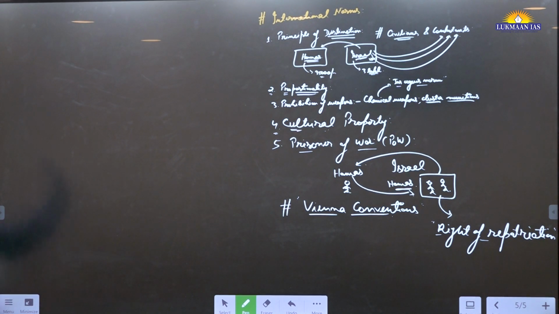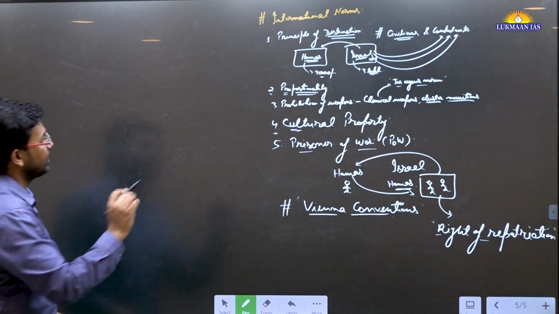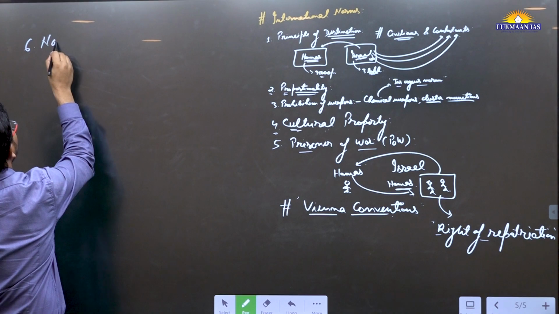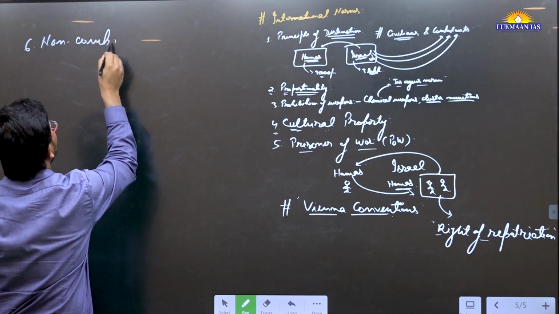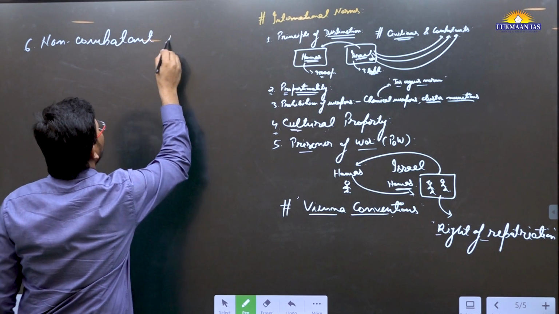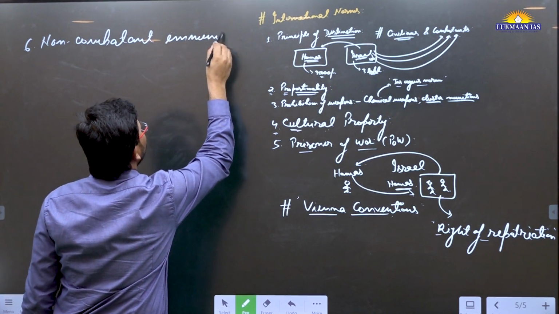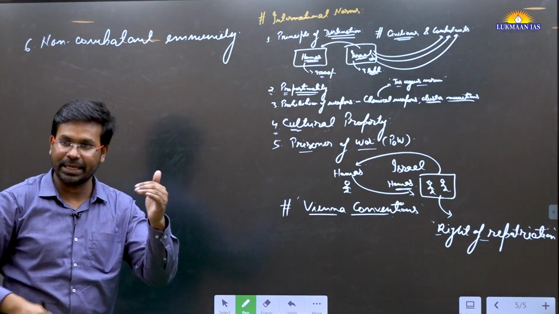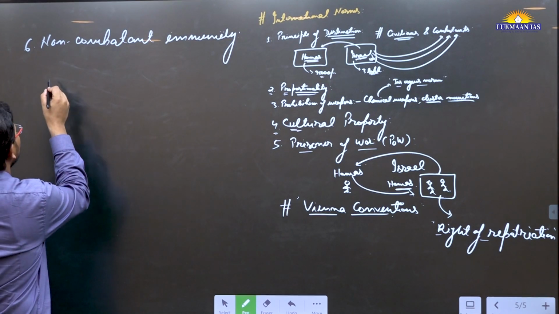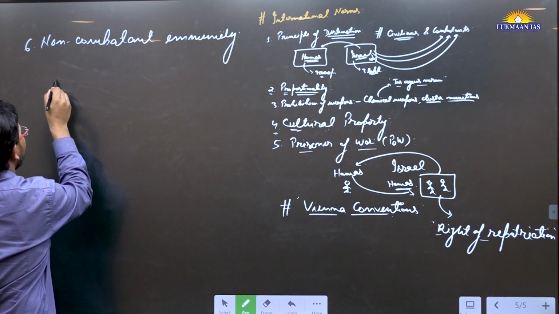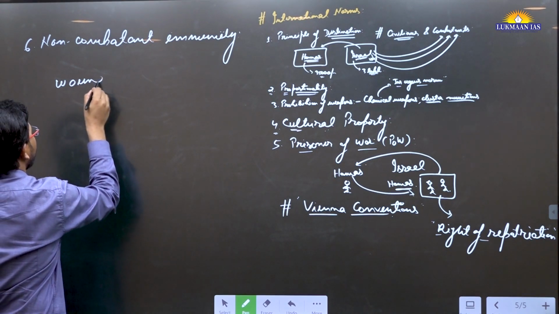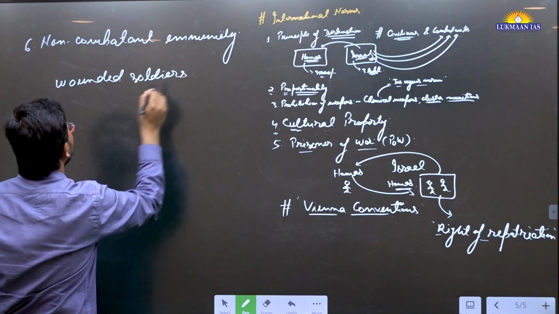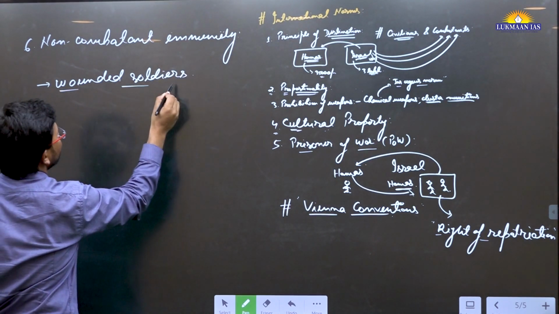And apart from this, there is also non-combatant immunity. What do we mean by this? The civilians are non-combatants. They are not fighting. And also those soldiers who are wounded. Wounded soldiers means those people who have given up the war. So these people should not be killed.